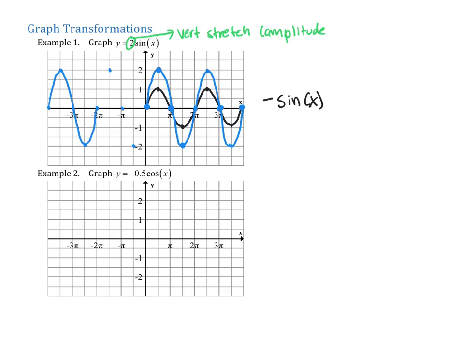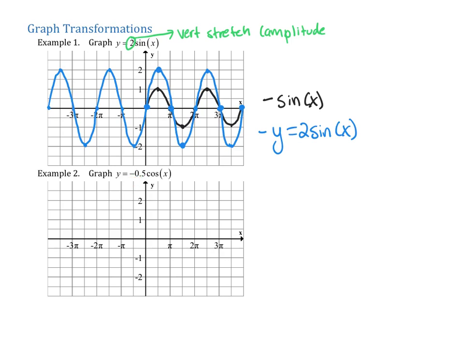Now you want to try as best as possible to make sure that you have those nice smooth curves, that you're not doing V shapes, that you're doing something more rounded like we did on the activity. So this is y equals 2 sine of x. Okay, now let's do a transformation of cosine.